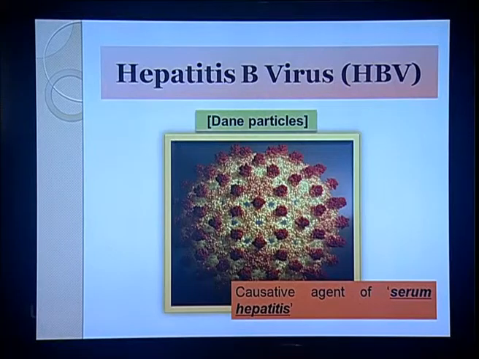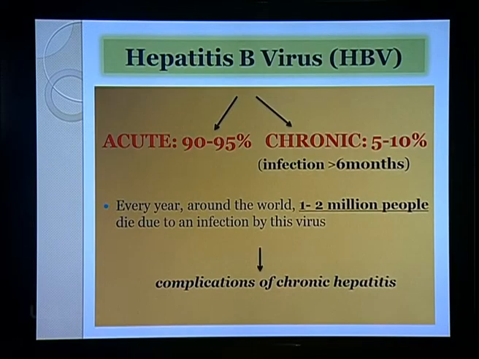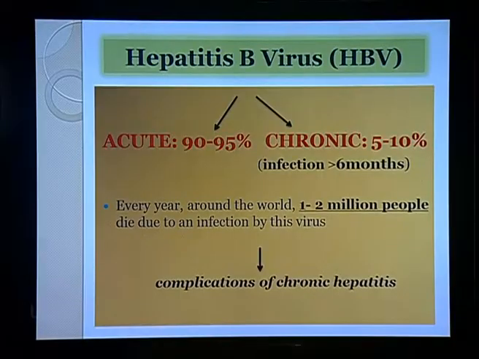Now we switch on to hepatitis B. These are also referred to as the Dane particles, and they are the causative agent of serum hepatitis. You can see the structure of the hepatitis B virus under the microscope. Now it will cause acute hepatitis and chronic hepatitis, but acute forms are more common than the chronic forms. And it affects 1 to 2 million people across the globe, and majority wise it causes chronic hepatitis.